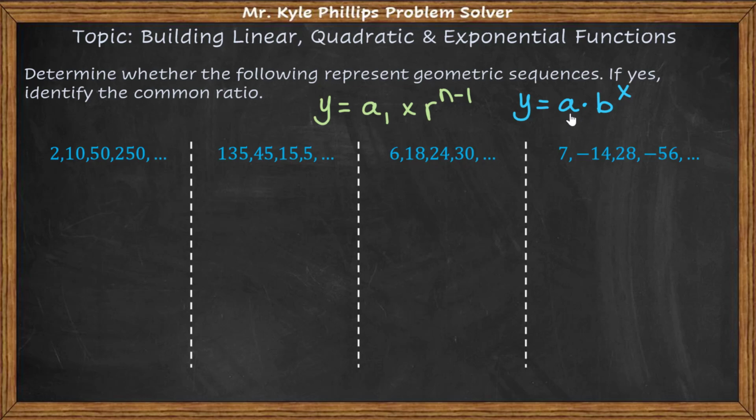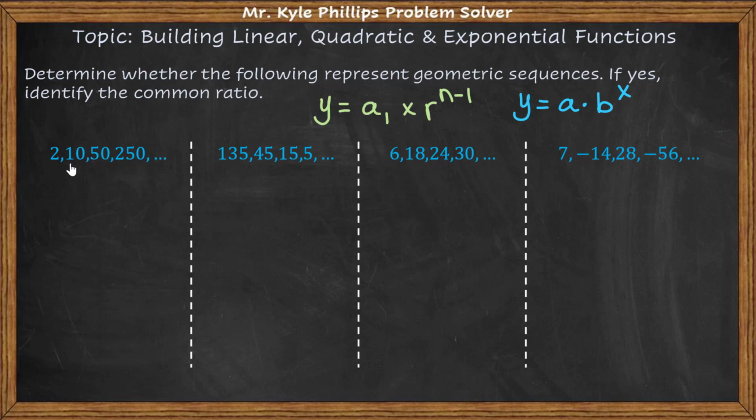A is your initial value, that's a sub 1, the first term in the sequence. R is your rate of change, or your ratio. Here that's expressed as b when we're talking about an exponential function. And then n minus 1, this is specifically dealing with sequences, but in an exponential function, that's the value that I plug in. Okay, so they do go hand in hand.